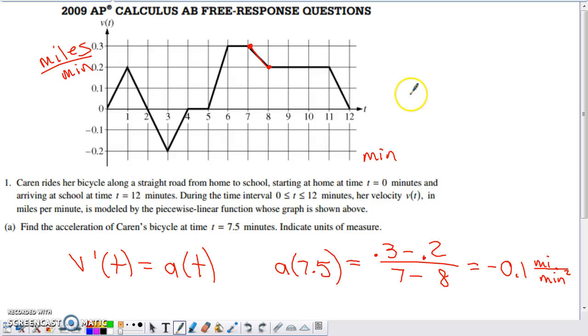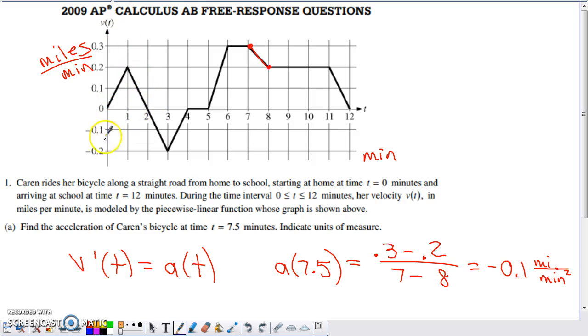So we'll take a few minutes to talk about a problem from the 2009 AB as well as the BC exam. This was problem number one on each of those exams. It's a calculator problem. And the setup for the problem is that we've got a velocity graph given here.